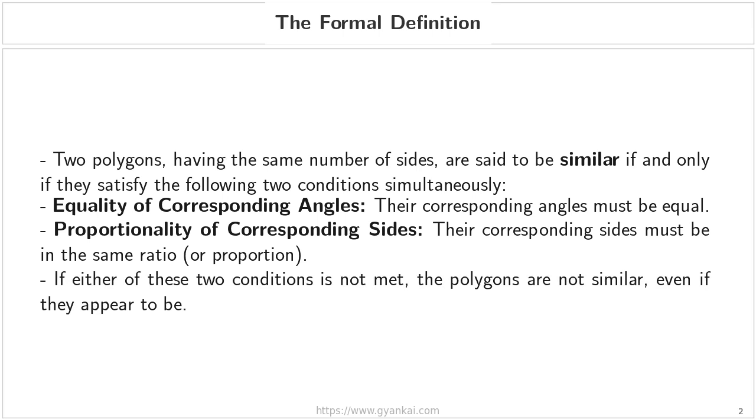It is very important to remember this final point. If even one of these conditions fails, if the angles match but the sides don't, or if the sides are proportional but the angles are different, then the polygons are not mathematically similar, even if they look very close at first glance. In the next few slides, we are going to break these two conditions down one by one to see exactly how to apply them.